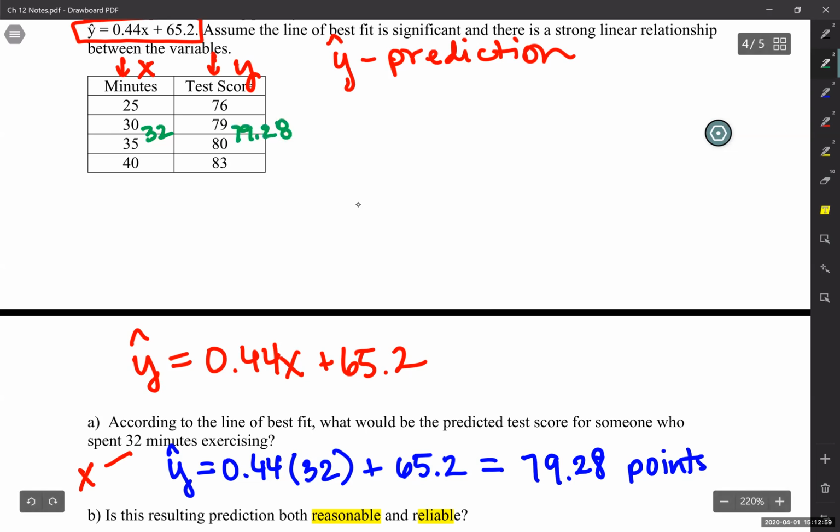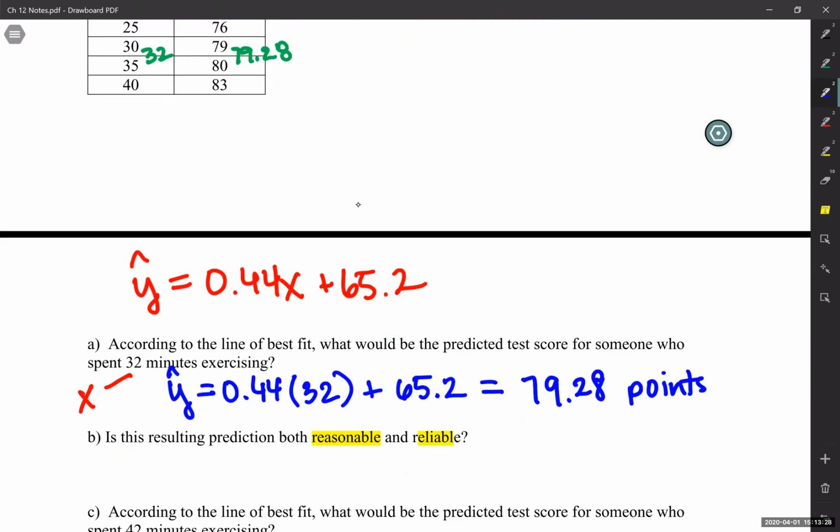Now, I'm not asking for your personal beliefs. I'm not saying, do you really think that someone who spends 32 minutes exercising can get that score on the test? We just want to know if it makes sense for the data. It happened to fall between 79 and 80, but even an 81 or a 77 would be reasonable because it falls in that general area. Remember, our data is a scatter plot. It is not a straight line, so the data points just need to be near that line. They don't need to be exactly on it. So yes, it is reasonable.